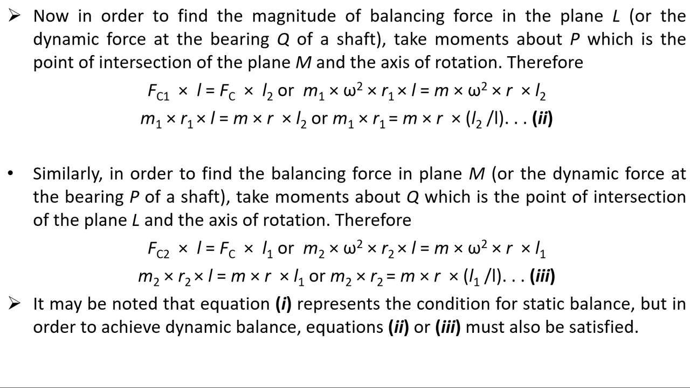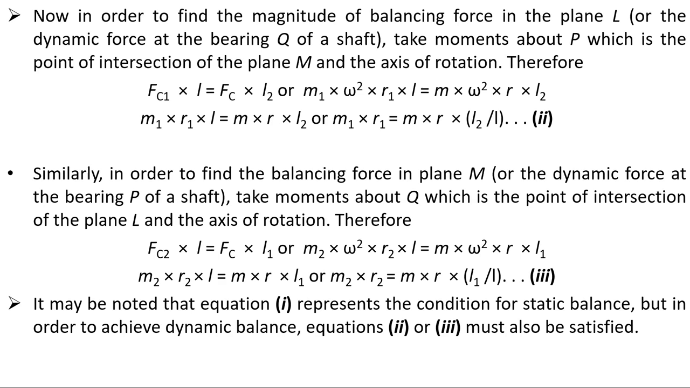So taking this condition, we get Fc2 into L equal to Fc into L1. Now taking the same conditions, m2 into omega square into r2, substituting Fc2 value and Fc value here, omega square gets cancelled. So we are left with m2 into r2 into L equal to m into r into L1. So finally we get m2 into r2 equal to m into r into L1 by L. So we get equation 3.